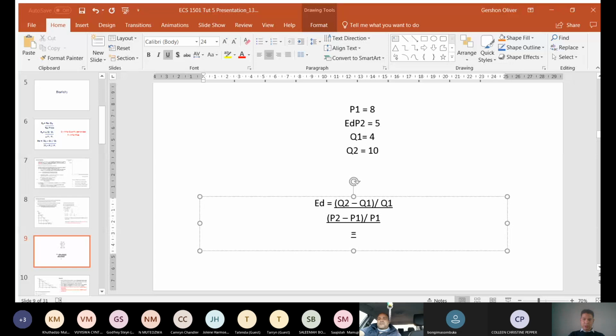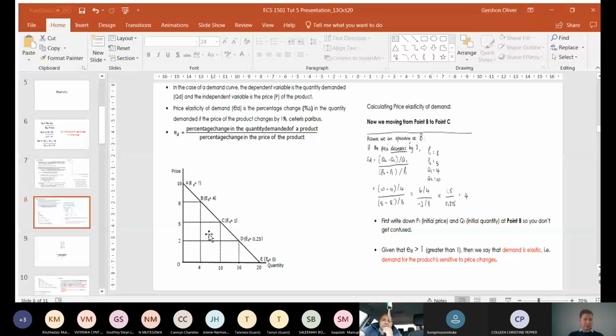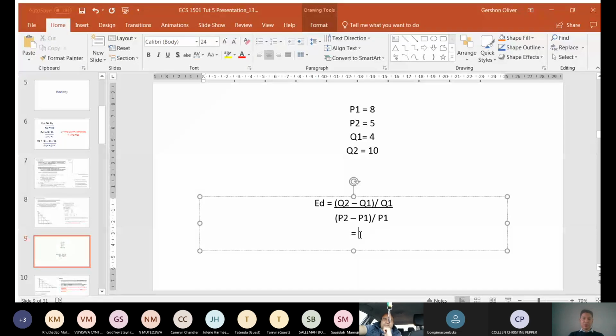Now I'm just going to plug the stuff in. What is Q2? You see, that is why I've listed it on top over here, to make my life easier. I can just plug the stuff in. I don't need to go looking for it on the graph. That's why I've written it the way that I have. The reason I'm repeating it here is to highlight the sequence of steps that helps me do this very quickly. What is Q2? Q2 is 10 minus Q1, which is 4, divided by Q1, which is 4.